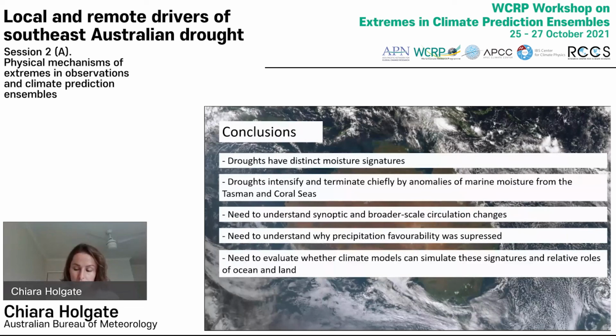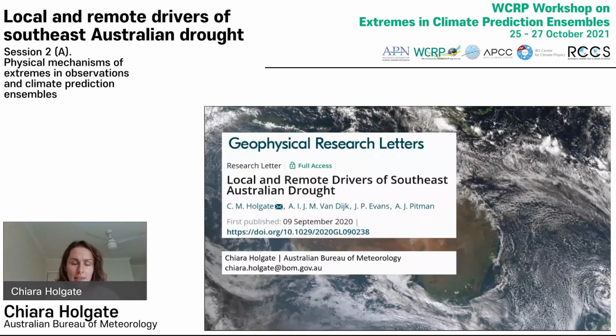The results also suggest that drought in this region wasn't solely due to a lack of atmospheric moisture, but also due to a lack of mechanisms able to precipitate what moisture was actually there. So we also need to investigate the mechanisms responsible for the suppression of rainfall during drought. And finally, we need to investigate whether climate models are able to simulate these drought signatures, and why or why not.